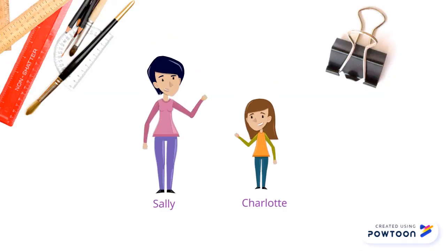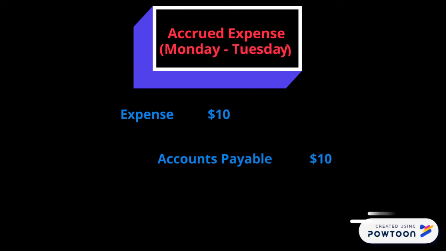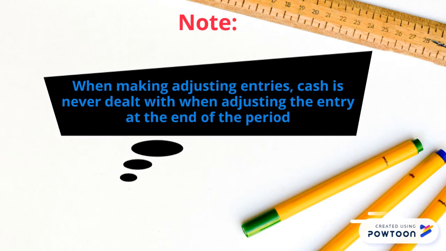When Sally came back from her holiday, she remembered to pay her neighbor Charlotte $35 in total for collecting her mail for that week. This is an example of accrued expense. Sally would have recorded this entry by debiting the expense account to increase it and crediting the accounts payable to increase it.